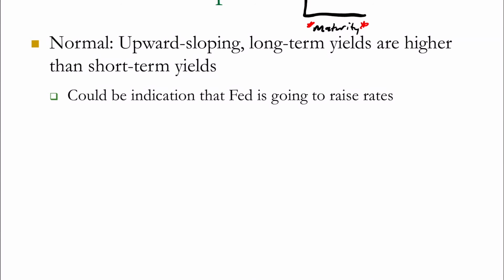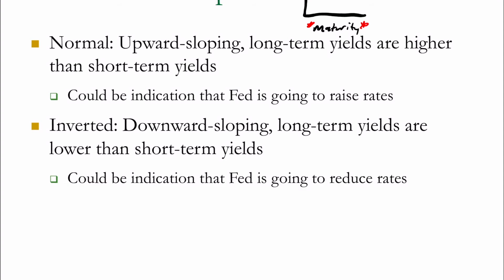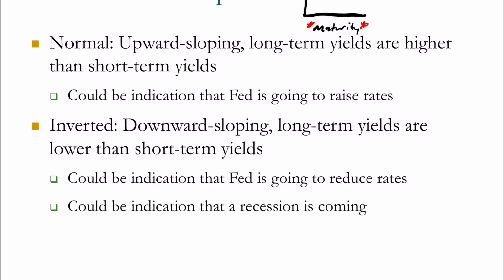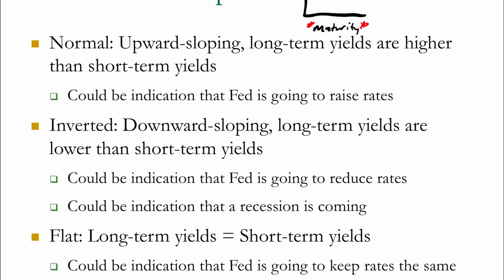so I'll leave that for the next slide, 2 slides from now, I think. If you have a normal upward sloping yield curve, this could be an indication that the Fed is going to raise rates. So you would expect long-term maturity securities to actually give you a higher yield than short-term securities. Inverted yield curve means that you have a downward slope. So in this case, long-term yields are actually lower than short-term yields. This could be an indication that the Fed is going to reduce rates, and it also could be an indication that a recession is coming. I'm going to discuss that on the next slide. And then you could also have a flat yield curve where long-term yields actually equal short-term yields. This could be an indication that the Fed is going to keep rates the same.